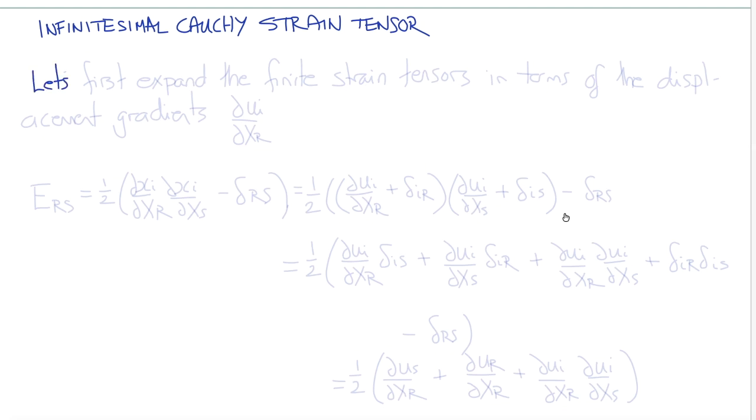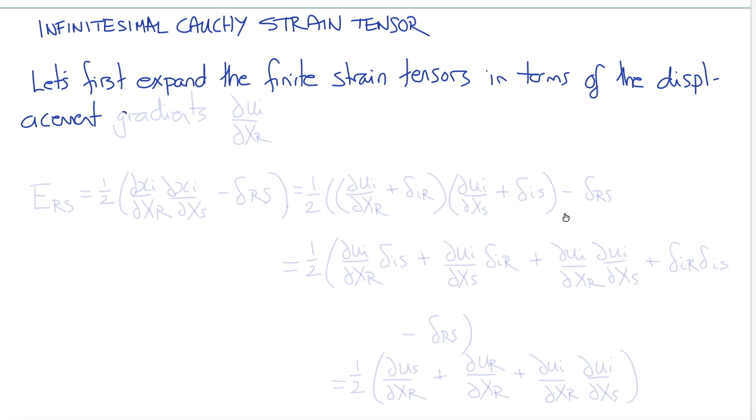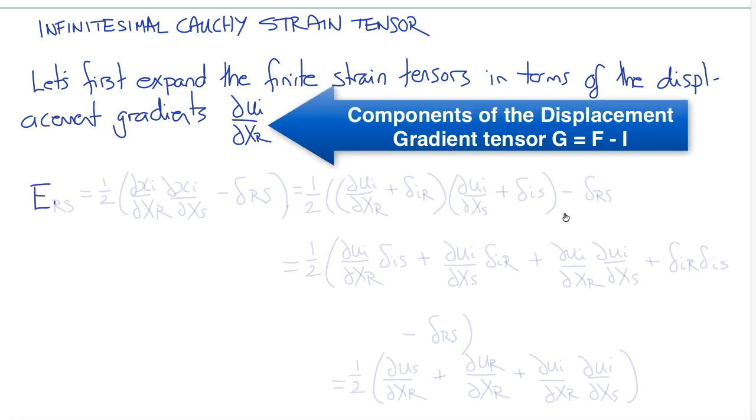Now let's derive the infinitesimal Cauchy strain tensor, which it's important to understand is actually an approximation. It's a linearization of our finite strain tensors, which are quadratic, and as such is only accurate under certain conditions. So to show what those conditions are, let's first expand the finite strain tensors in terms of the displacement gradients, del ui over del Xr, instead of the deformation gradients, del xi over del Xr.